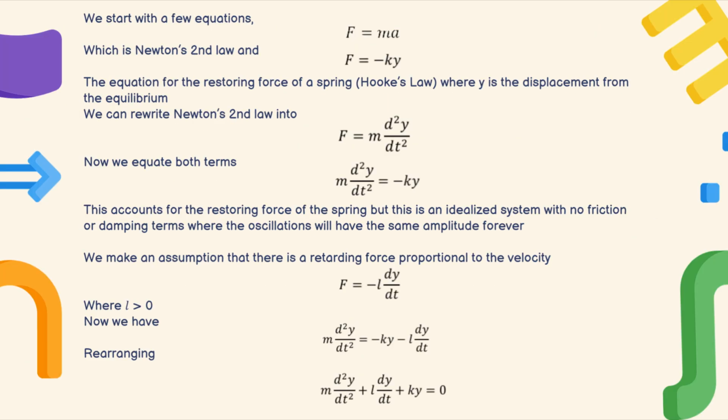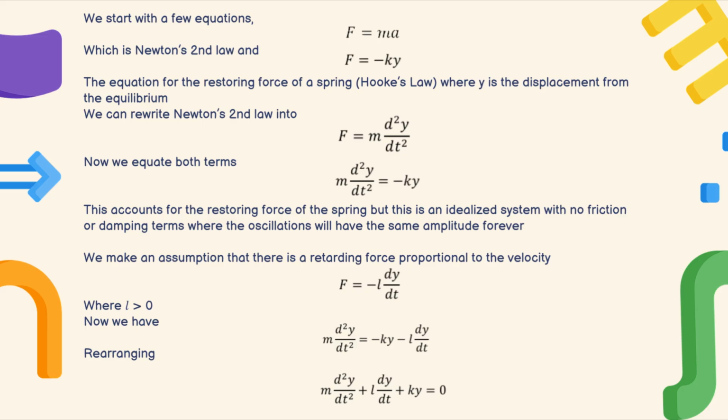Moving into our group solutions, we start with the fundamental physical derivations. By pairing Newton's second law, F equals ma, and Hooke's law, F equals negative ky, we can model an idealized frictionless system. However, to account for real-world energy dissipation from the damper, we must introduce a retarding force that is directly proportional to the velocity.